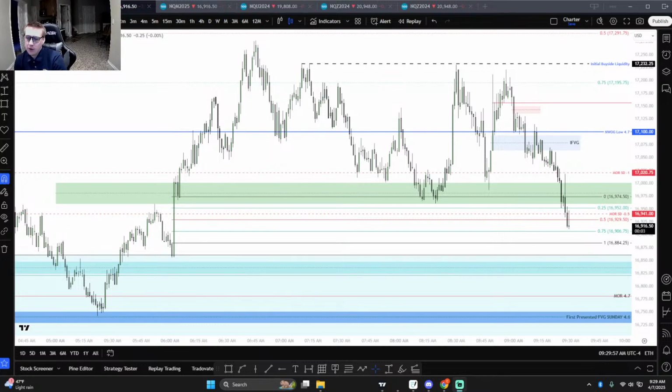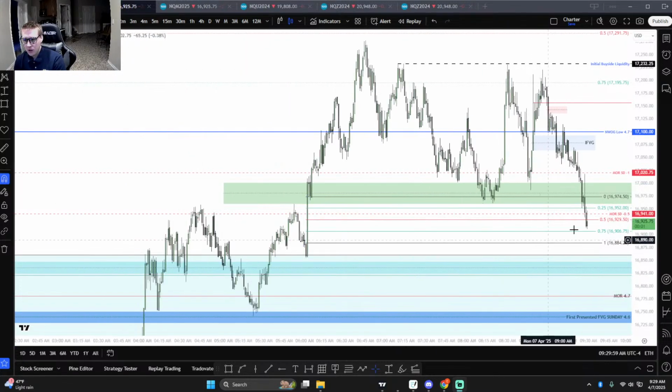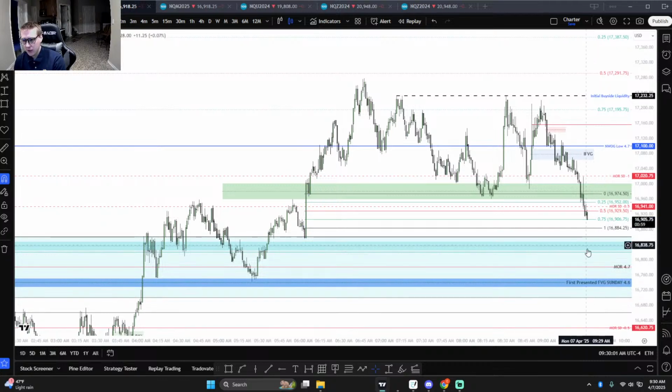All right, now let's see what 930 does. I want to see if we want to displace lower here, or use this area as discount.